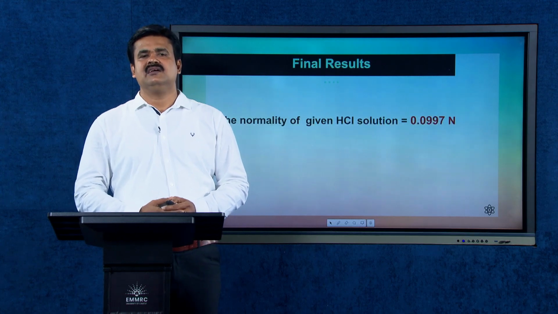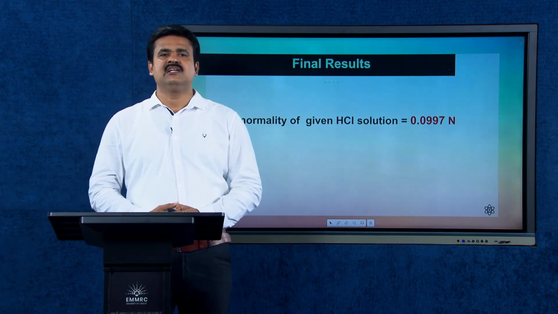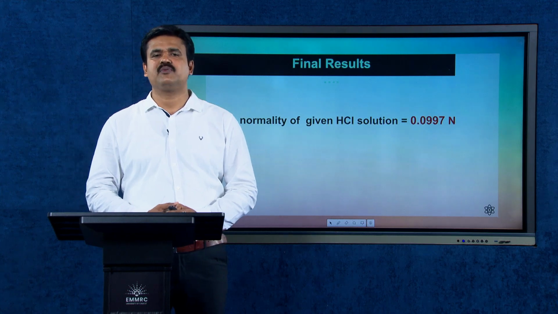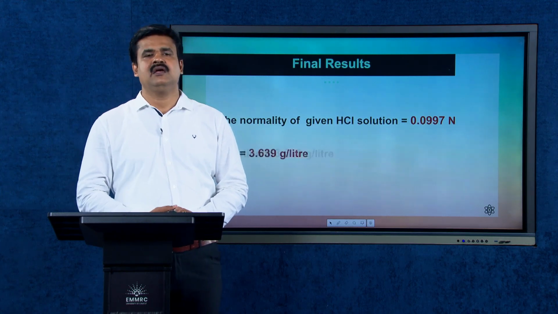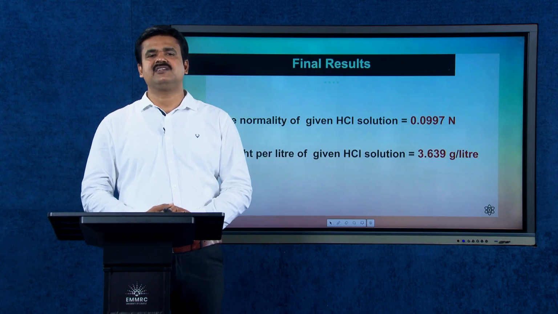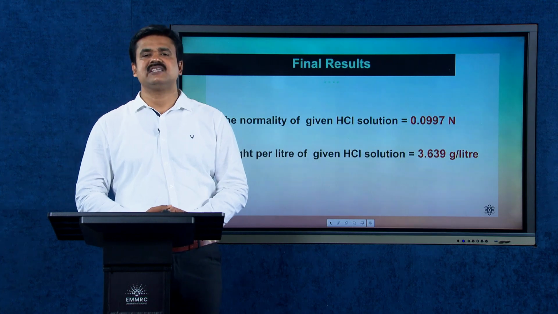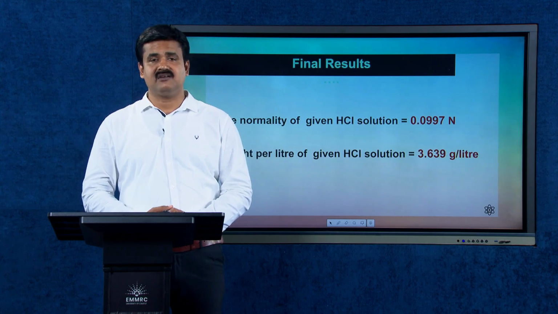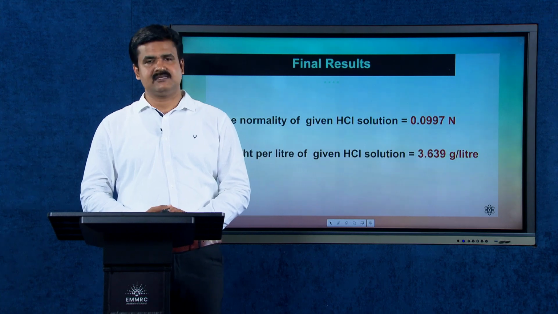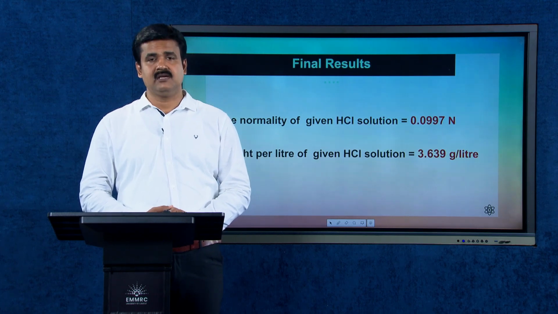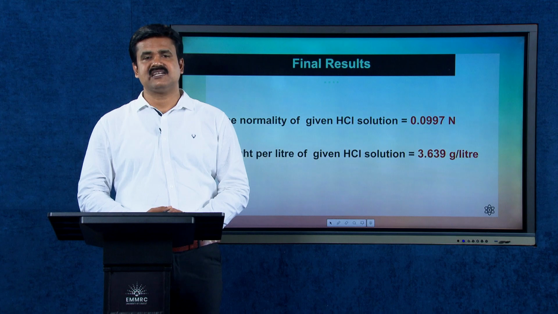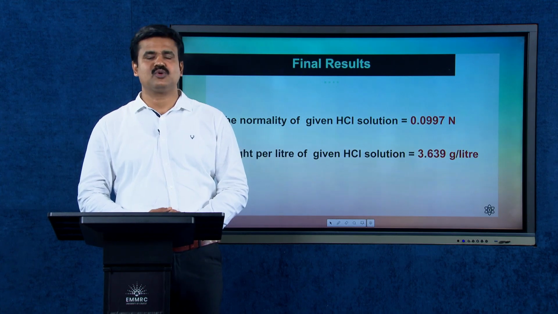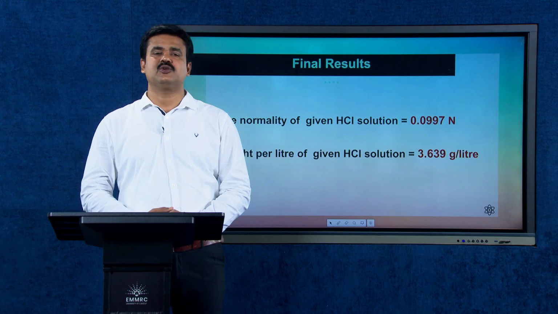Now, the final results are shown here. The normality of the given HCl solution is calculated as 0.0997 normal, and finally, the weight per liter of given HCl solution is equal to 3.639 gram per liter. Thus, we have discussed and demonstrated the titration between strong acid hydrochloric acid, HCl, against weak base sodium carbonate, or Na2CO3. That's all about the present module.